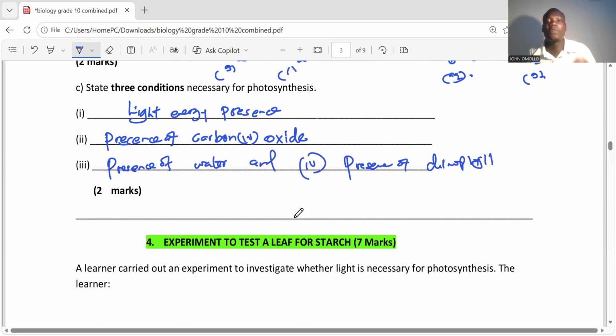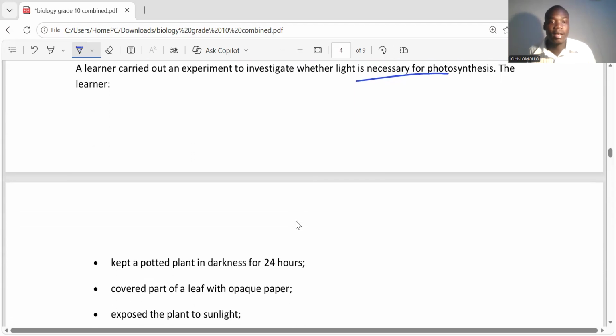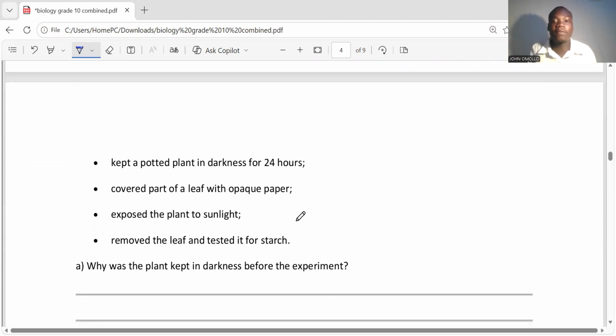So the last question for the day, which I will not surpass. A learner carried out an experiment to investigate whether light is necessary for the process of photosynthesis. The learner kept a spotted plant in the dark for 24 hours.